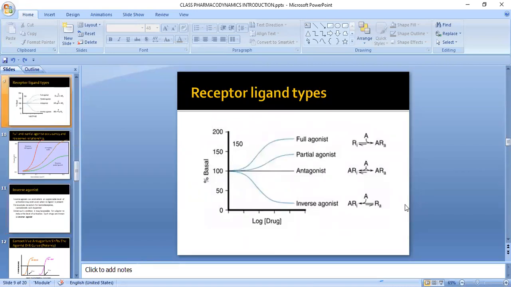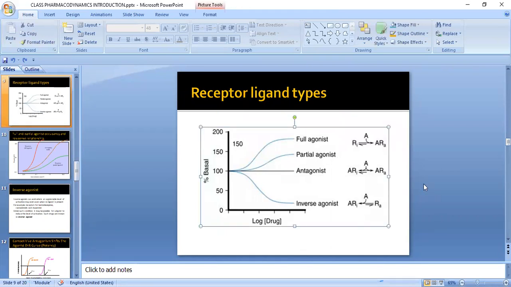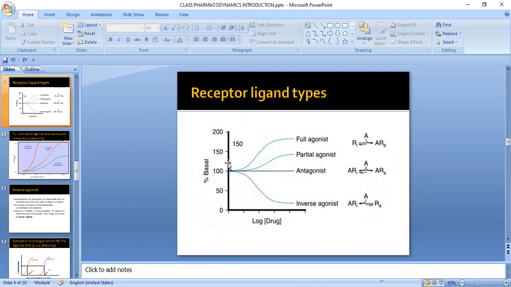All of you can see this full agonist and partial agonist diagram. So I explained about the full agonist, partial agonist, antagonist, and the inverse agonist. The positive response is when the agonist achieves full or maximum concentration, we get a positive response. In case of the partial agonist, even with the maximum concentration, we get a response somewhere around 50% or less than the full agonist.